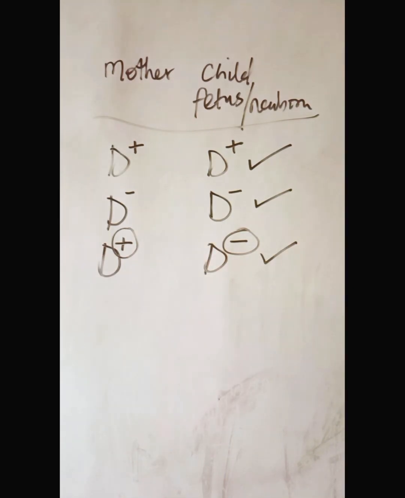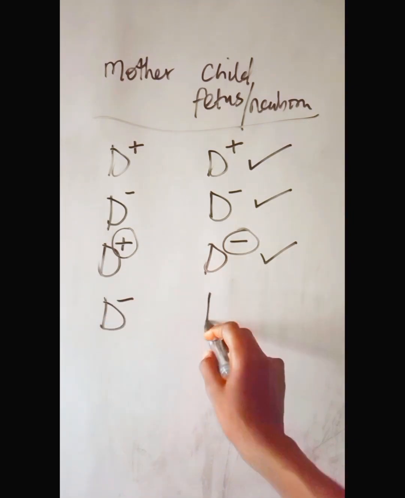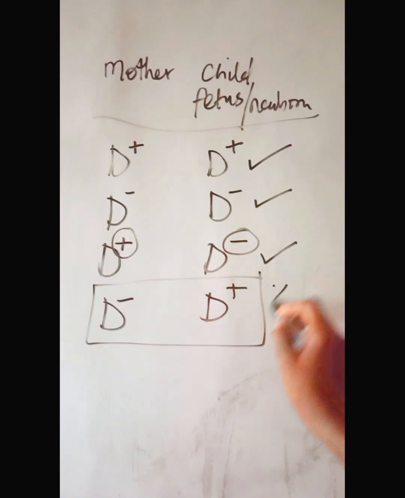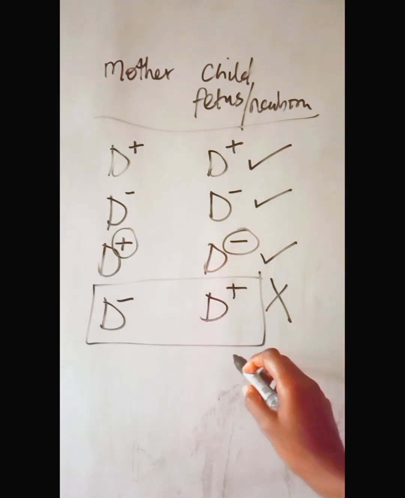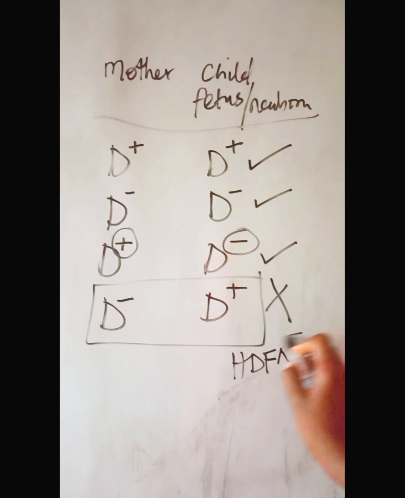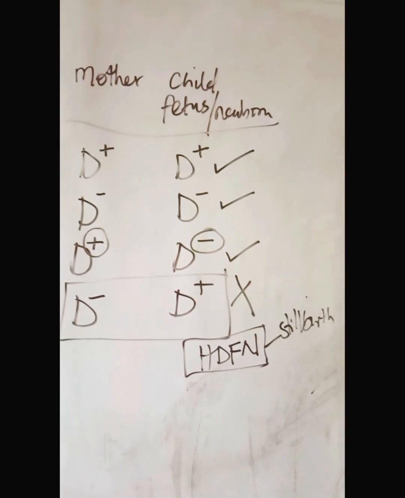The only complication will come about if the mother is Rhesus negative and the child is Rhesus positive. This is the only case that requires urgent medical attention, because it can result in hemolytic disease of the fetus and newborn and other complications that we have seen before, typically stillbirth. So this requires urgent medical attention.